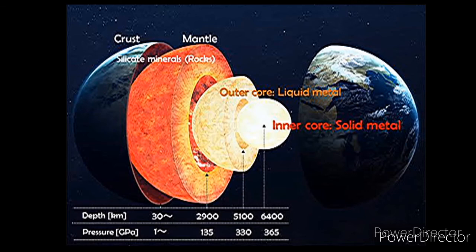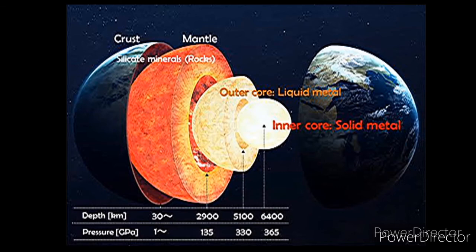Again we can divide the core into upper and lower core. The upper and lower core are divided by a discontinuity which is known as Lehmann discontinuity. Core is composed of NiFe, in which Ni stands for nickel and Fe stands for iron or ferrous. It has very high temperature and pressure. It has around 15% of Earth's volume and 32.5% of Earth's mass.